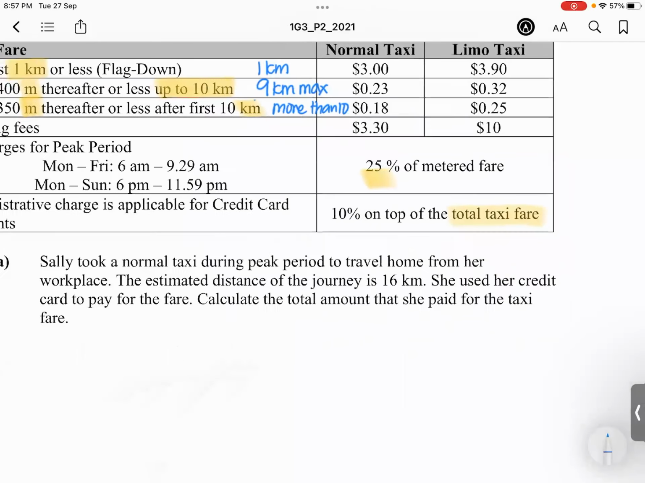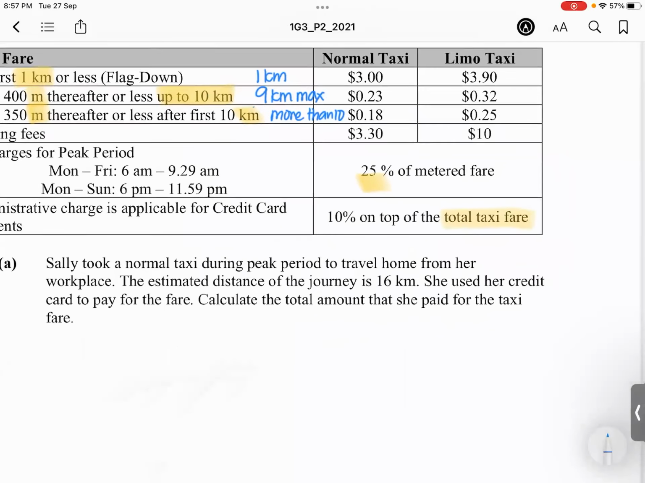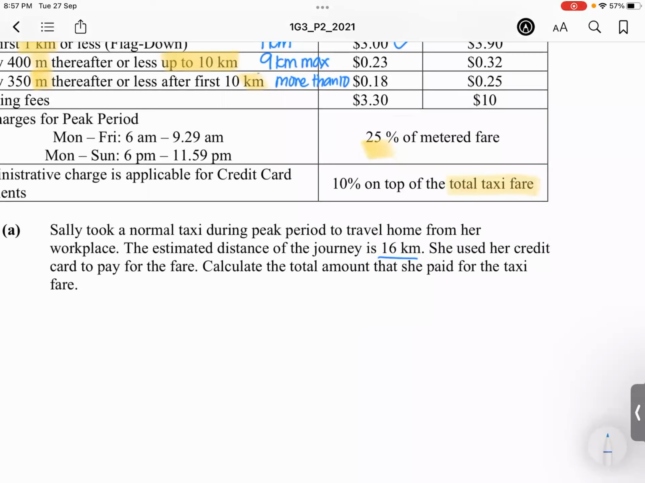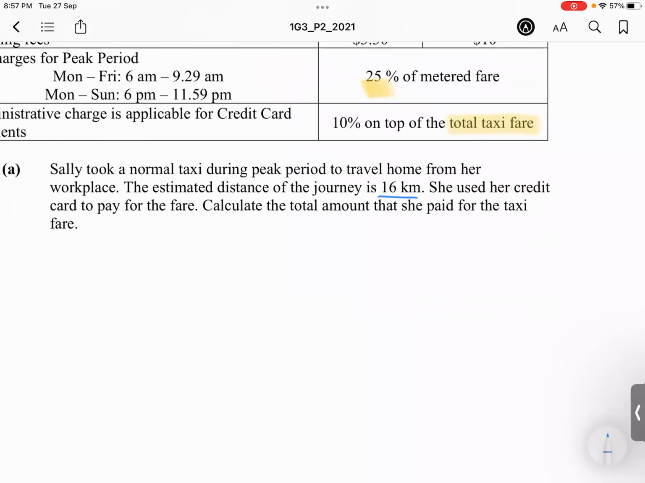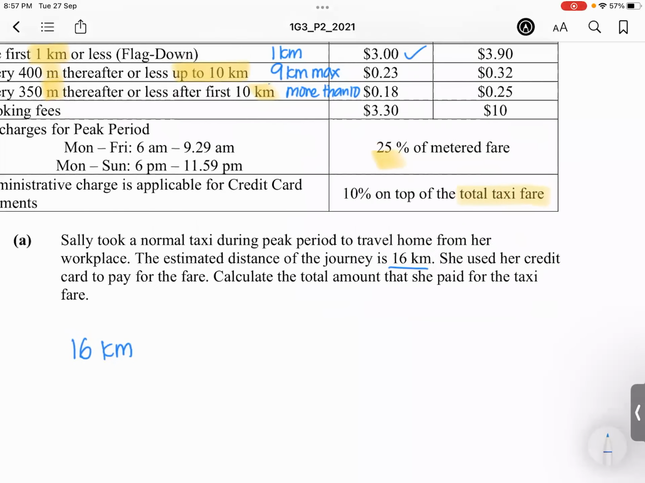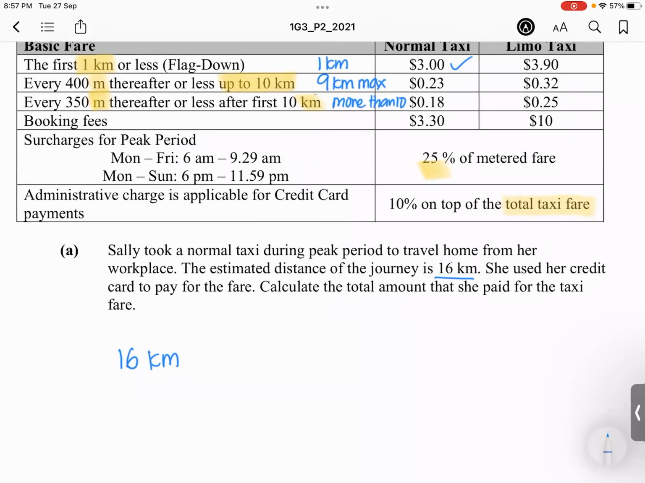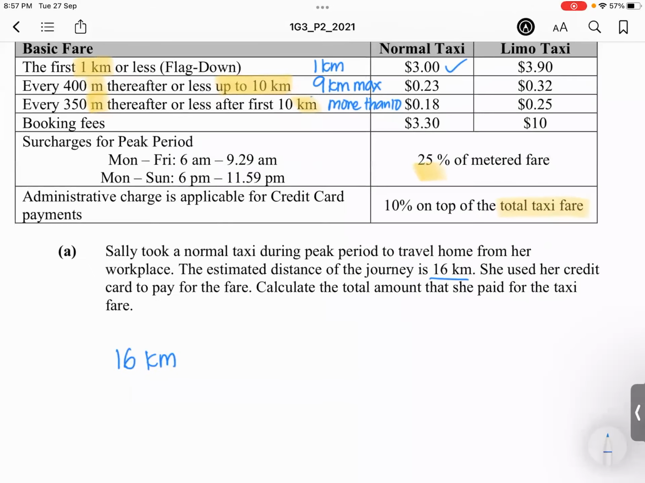She took a normal taxi. So this is the normal taxi. The estimated distance is 16 kilometers, and then she used a credit card to pay. First thing, let's begin with our 16 kilometers. How should I write this? 16 kilometers divided into that. I shall split it out. For the first 1 kilometer, what are my charges?